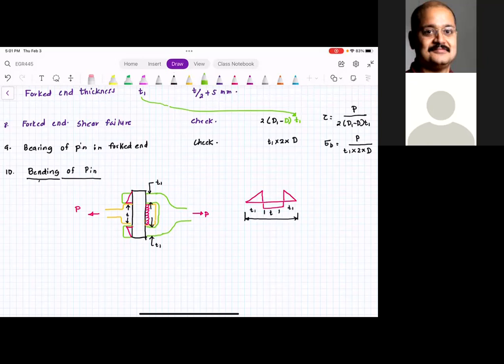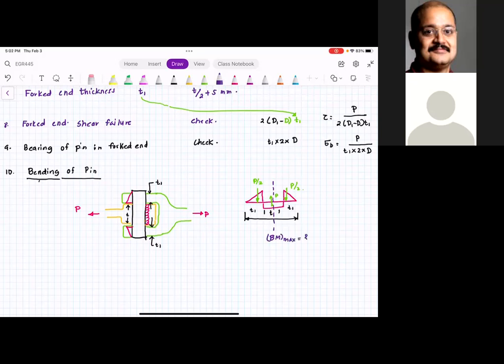Just like the cotter joint, you're going to have a load P, and you're going to have load P by 2 and load P by 2 over here. So with this load distribution and with these dimensions, can you find out the maximum bending moment, which is at the center span? BM max.